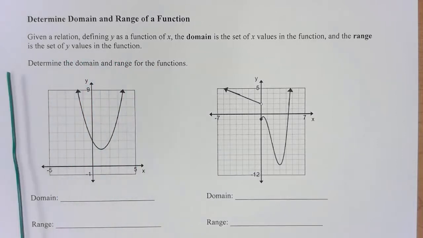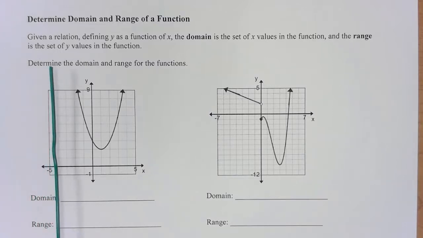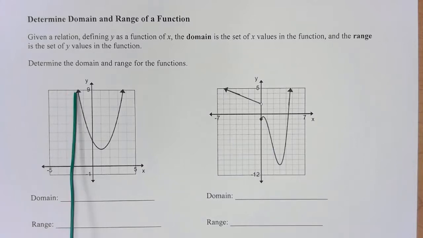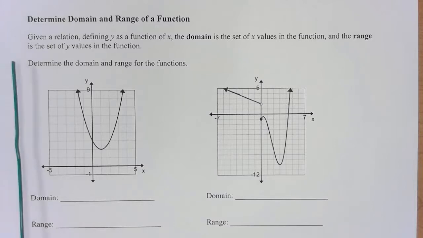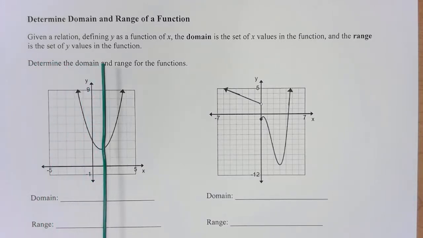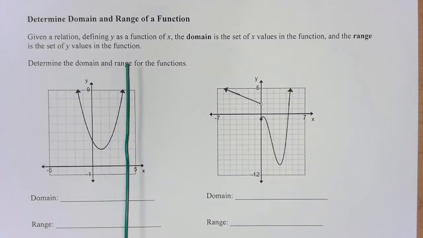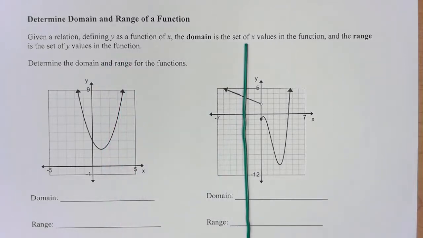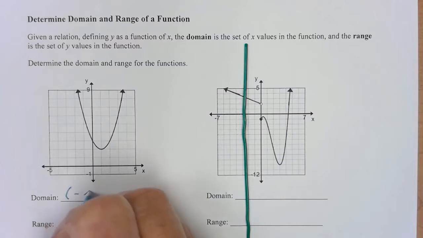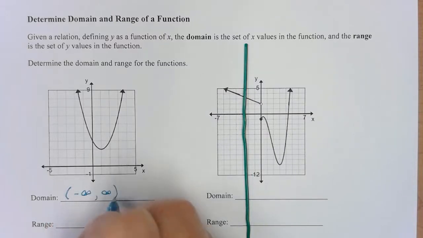Now if you'll notice, I am scanning the x-axis. If I run into an arrow, that means negative infinity, because this arrow here means it's going on up but also out. So as you run into an arrow, negative infinity. As you exit the graph hitting an arrow, that means positive infinity. So the domain on this function, our first one here, would be negative infinity to positive infinity.